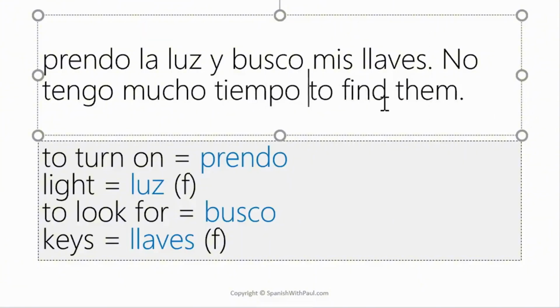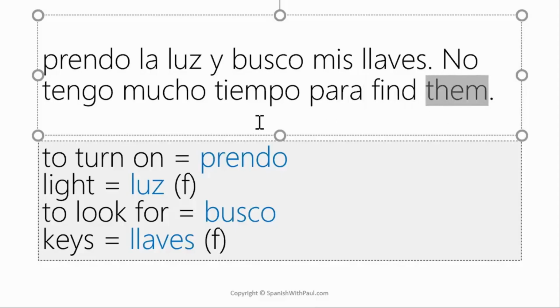And now to find them, this to is implying in order to find them. So we're going to put in para. And then the verb to find is encontrar. And to find them, remember, the them is referring to las llaves. It's feminine and it's plural. So therefore, at the end is going to be encontrarlas.